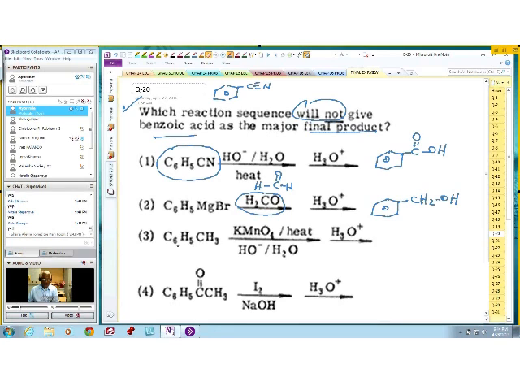About this one here, okay, you have toluene. This is toluene right here. Okay, reacting with potassium permanganate with heat under basic conditions. Then you add dilute acid. Does that give you benzoic acid? Yes or no? Say yes. Okay, that answer is yes.